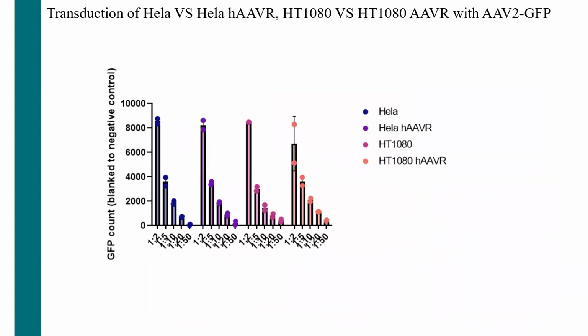Quick experiment here, I just transduced these cells, expressing and not expressing the AAVR, with the AAV to GFP just to check if we have any enhancement of the transduction. I was looking for the GFP counts, and we can see that at all of the dilutions, there was the same amount of signal. So confirming that even though AAVR is there, it's not really boosting our transduction.